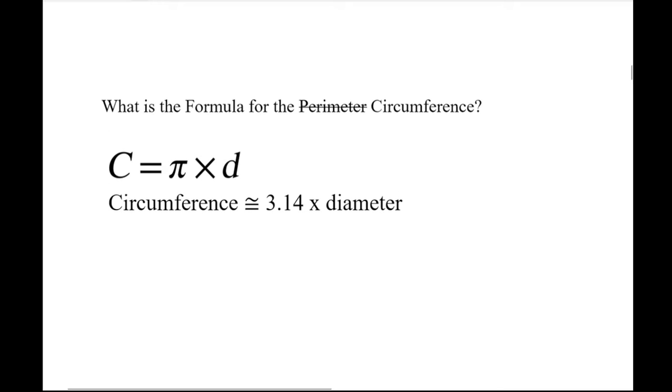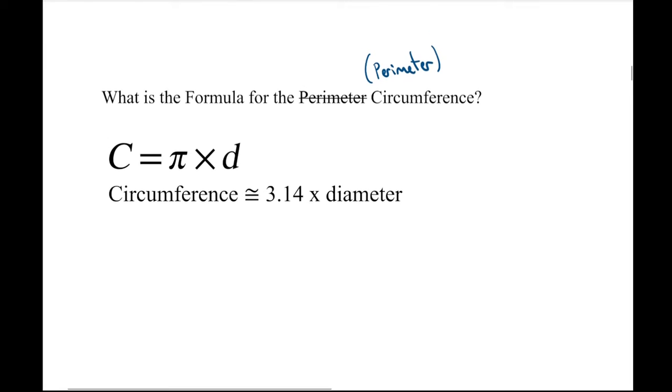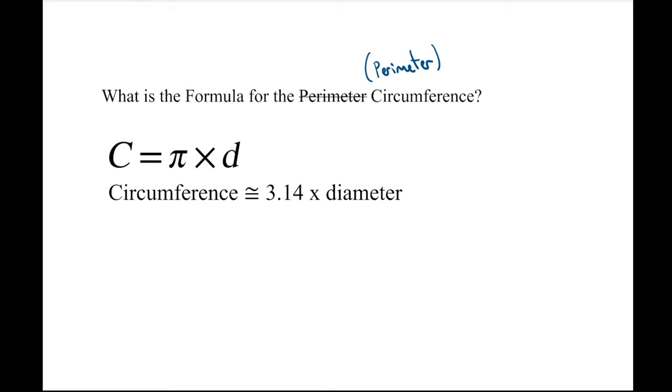So when dealing with the circumference, we could use perimeter because that is another word for it. But generally speaking, when we use the word circumference, we are talking about the perimeter. So the formula for the circumference of a circle is C equals pi times D. And this basically works out to circumference is approximately equal to 3.14 multiplied by the diameter.